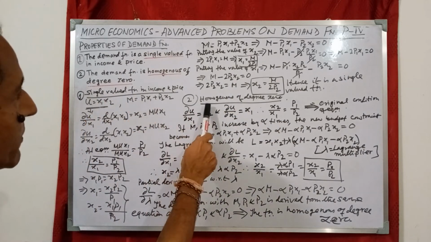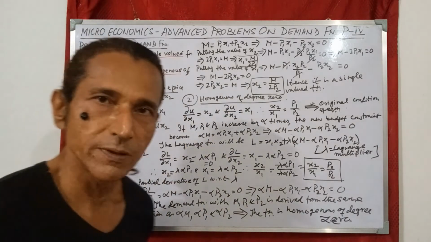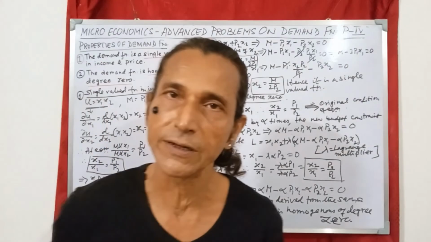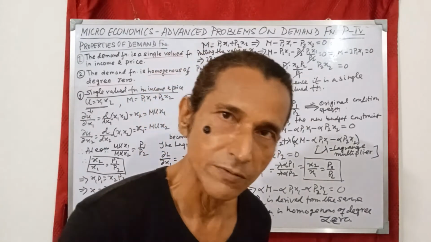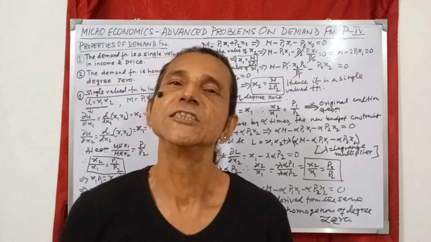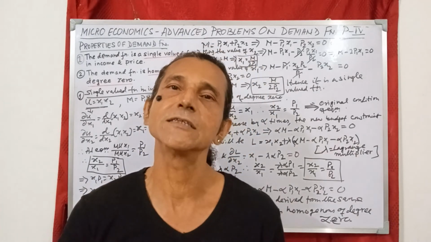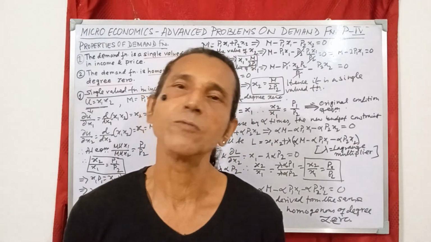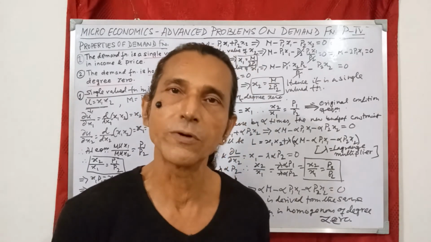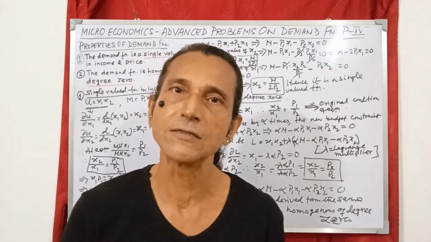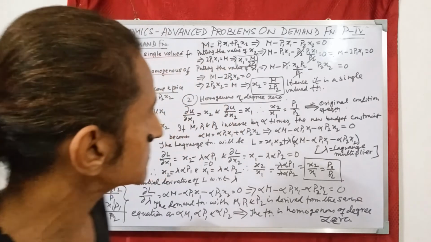Now, in case of property number 2, we have to prove that the demand function is homogeneous of degree 0. That is, when the income of the consumer and prices of the commodities change in the same direction and in the same proportion, then there will not be any change in consumption of the commodities by the consumer. That is, the quantity consumed will remain the same.